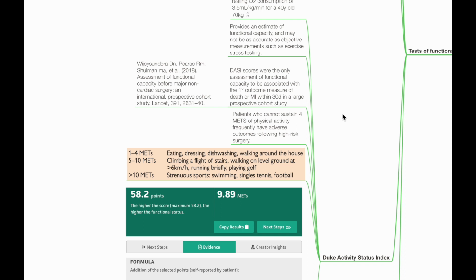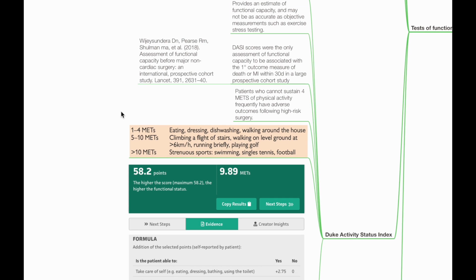DASI scores were the only assessment of functional capacity to be associated with the primary outcome measure of death or MI within 30 days in a large prospective cohort study by Vijayasundaram et al. in 2018. Patients who cannot sustain 4 METs of physical activity frequently have adverse outcomes following high-risk surgery.